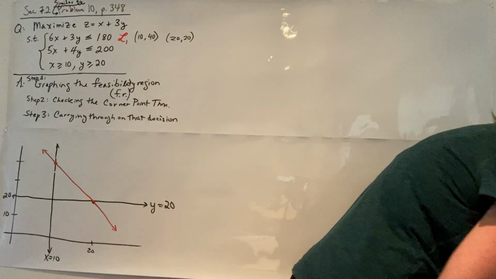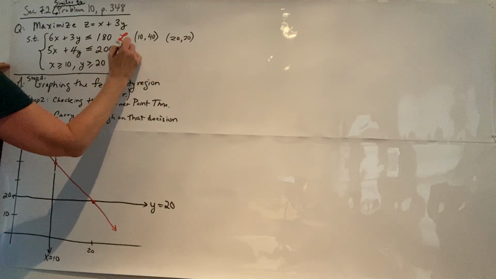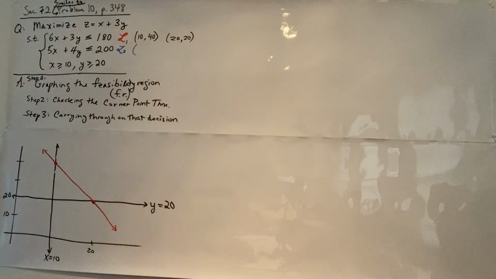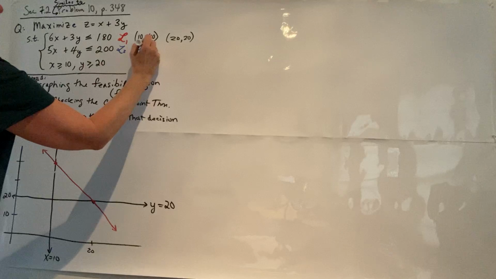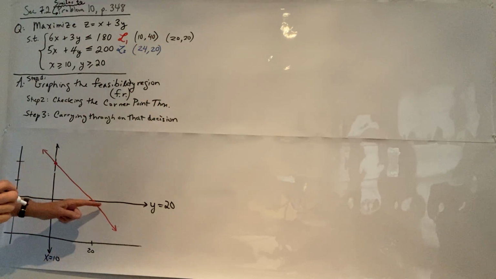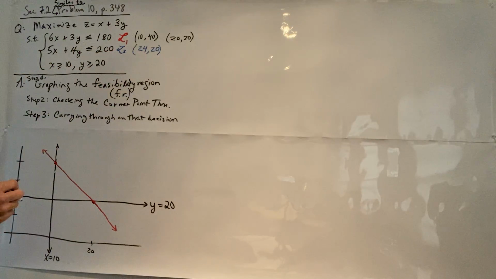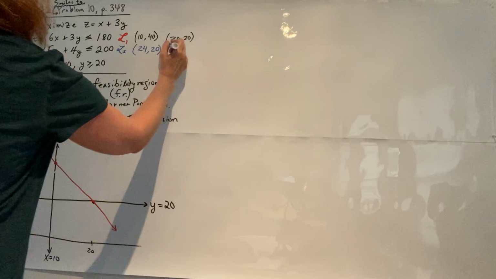So for the other line, line 2 here, points that are on that are, for example, (24, 20). How did I get that? Again, by letting y equal to 20. Then I solve for what the x would be, 24. And another point that would be on the second line is what happens when x is equal to 10.